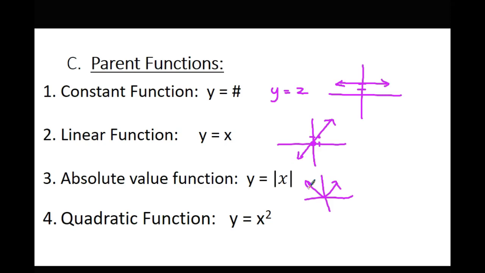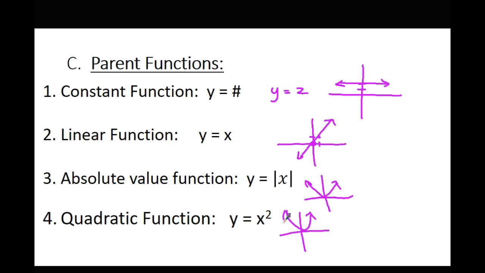V for victory. Do you guys remember what x squareds look like from Algebra 1? It's a U-shape known as a parabola. So parabolas look like a U-shape. So here's what I want you guys to know. Constant functions look like horizontal lines. Linear functions look like diagonal lines. Absolute values look like V's, quadratics, or x squareds look like U's.